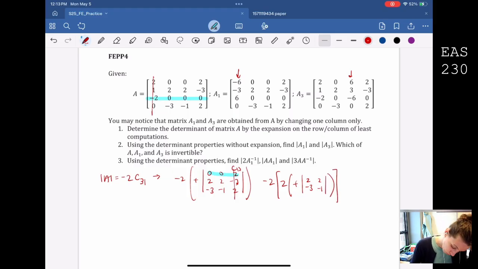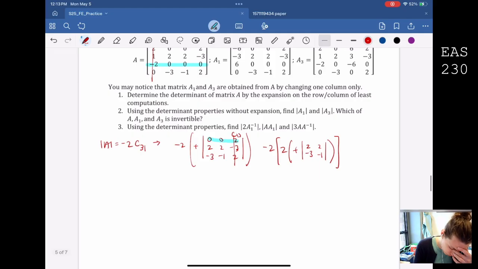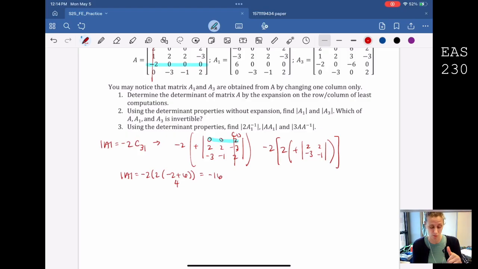Once again, the faster you can do determinants and cofactors, the faster you're going to find your way through your exam as well. So my determinant of A is going to be negative 2 times negative 2 plus 6, which is 4. 4 times 2... negative 16, right? Yeah, negative 16. Okay, so that's my determinant of A.